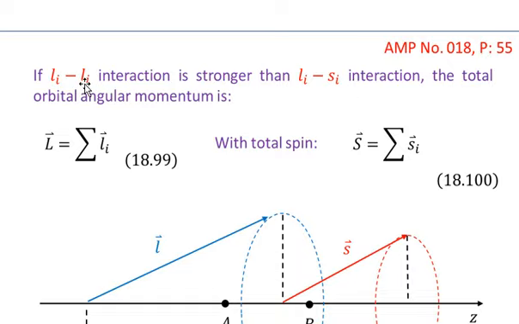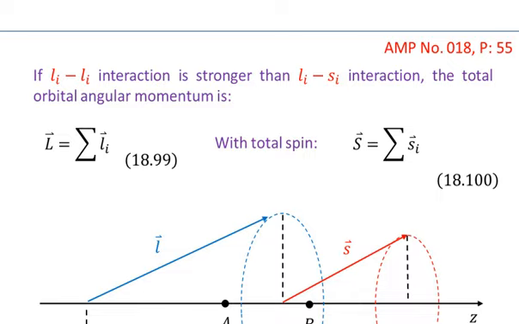then the total orbital angular momentum is written as capital L. So capital L is the vectorial sum of the individual orbital angular momenta of the individual electrons. And the total spin will be equal to the sum of the vectorial spins of the individual electrons, as given by equation number 99 and equation number 100 respectively.